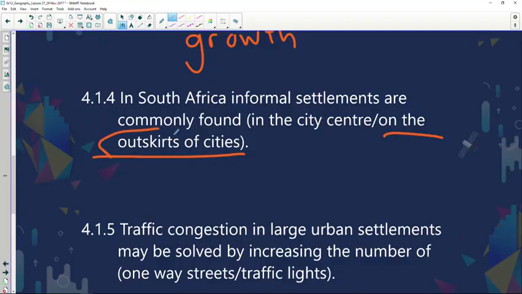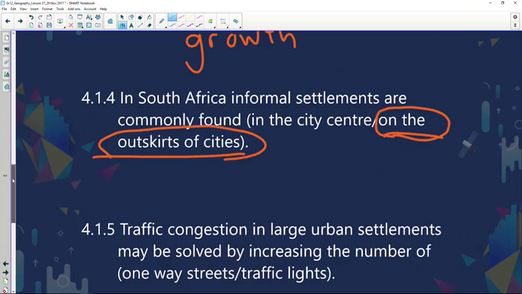Now, if you look at Johannesburg, for example, Soweto originated as an informal settlement. Soweto stands for Southwestern Townships, and Alex, and all of these places that we see around Johannesburg. So it's usually on the outskirts of cities, and that will be your correct answer.